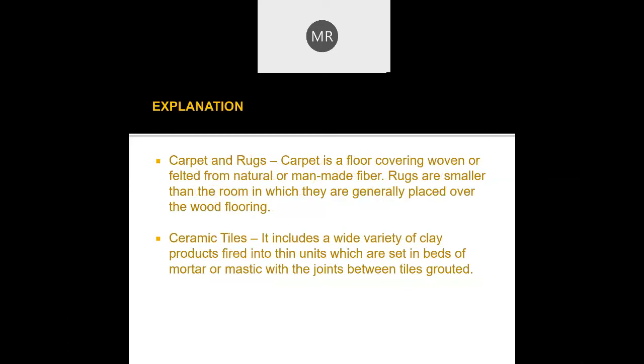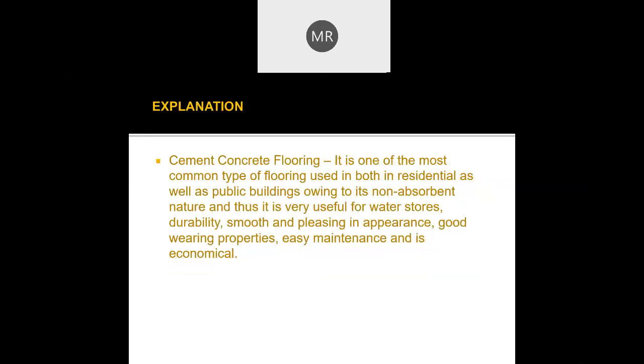Carpet and rugs. Carpet is a floor covering woven or felted from natural or man-made fiber. Rugs are smaller than the room in which they are generally placed over the wood flooring. Ceramic tiles include a wide variety of clay products fired into thin units which are set in beds of mortar or mastic with the joints between tiles grouted.